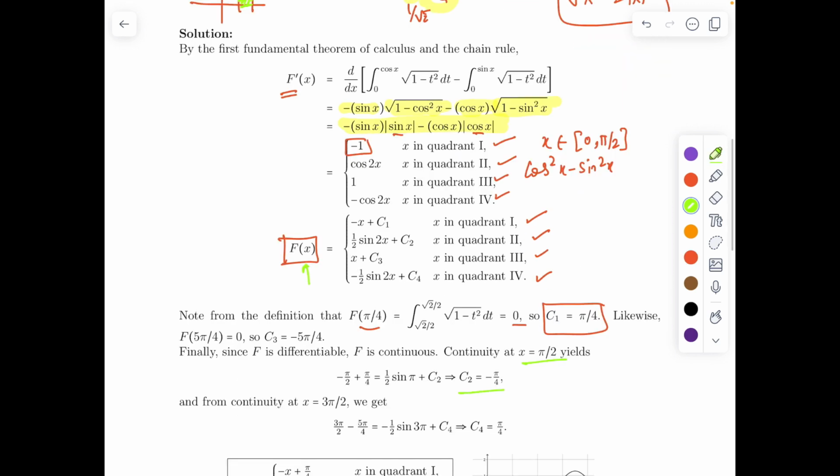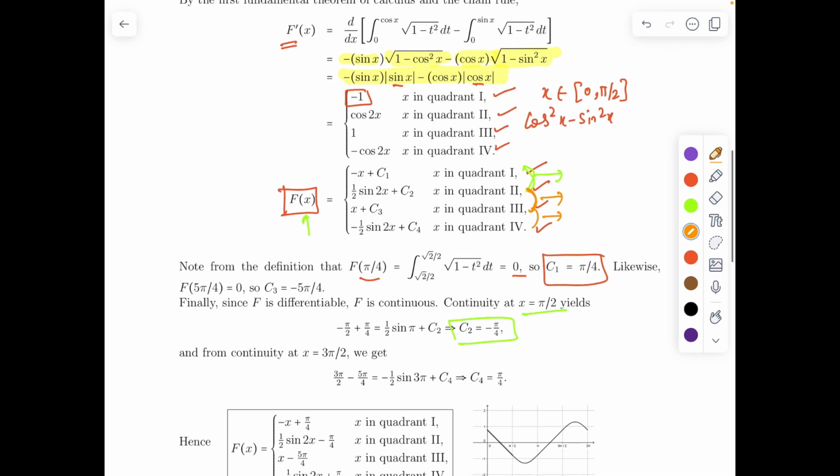Equal to π by 2 will give the value of c2, which is minus π by 4. Similarly, from continuity at 3π by 2, because from this junction I can get a continuity, I can apply the continuity idea on the junction between the second and third quadrants. And we can use the continuity idea again at this junction to get the value of c4.